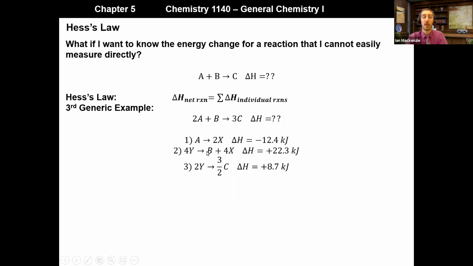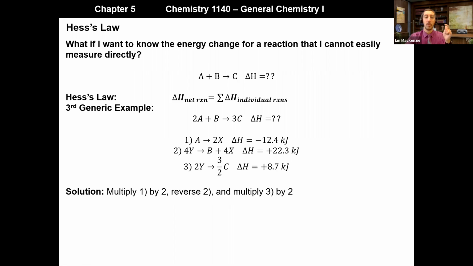Second equation, I have the right amount of B, but it's on the wrong side. So I'm going to have to reverse this equation, and that will reverse my sign. Third equation, I have C on the correct side, but not the right amount. I'll need to multiply by 2 to get me with 3C. That will also multiply my enthalpy by 2. So multiply equation 1 by 2, reverse equation 2, and multiply equation 3 by 2.